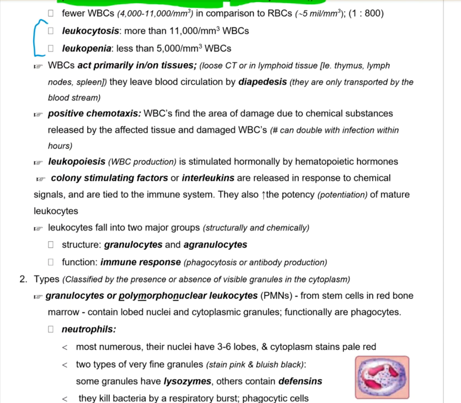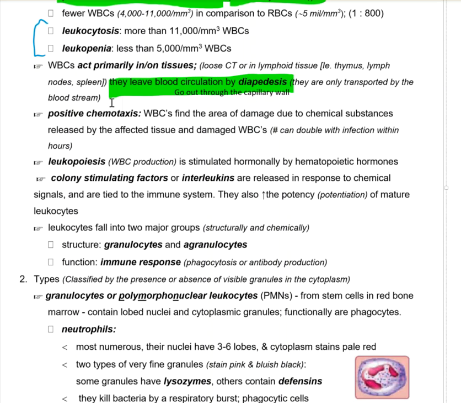Now, white blood cells primarily act in and on tissue, so they're in the blood, but they leave blood circulation by diapedesis, and this just means that they exit out. They go out through the capillary wall. So let's type that in there. They go out through the capillary wall. We'll talk in a future lecture about how capillaries have these little tiny pores, and the white blood cells can go through those.